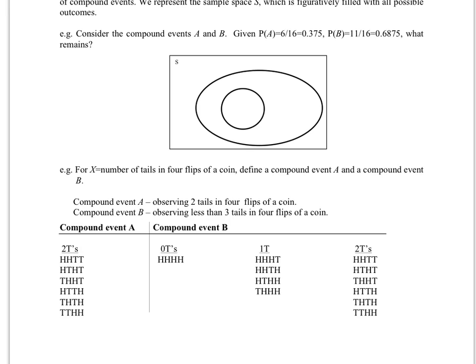Here's my depiction of events A and B, where this one is B and this one is A. A is completely contained inside of B.